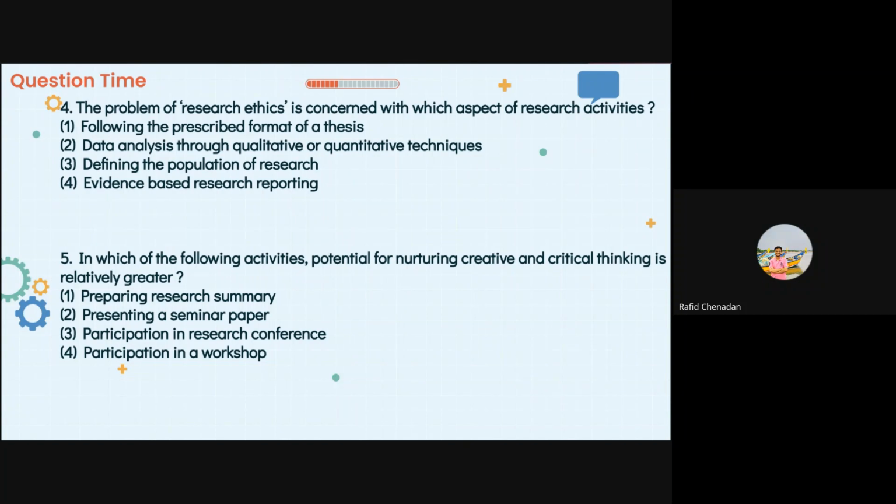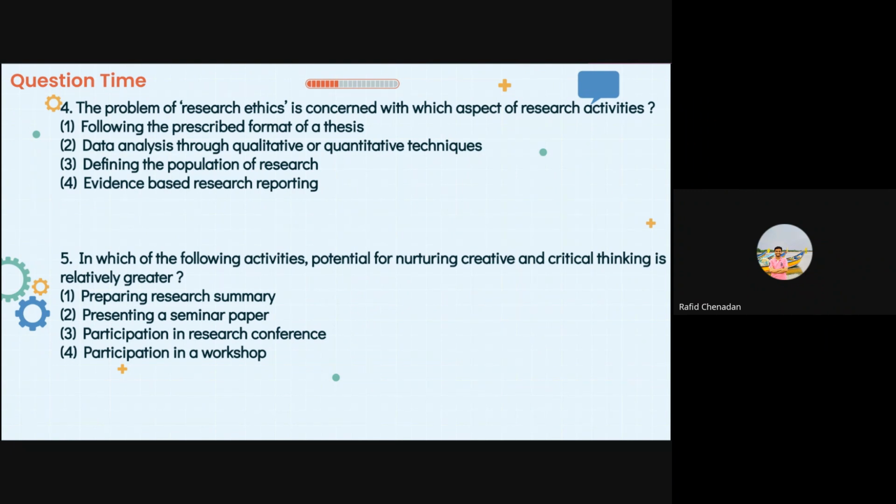Okay, the correct answer is four. It's about evidence-based research reporting. Let's eliminate the options as we tried yesterday, following the elimination method of problem solving. Research ethics is not about a thesis format. Ethics is not about the number of commas, full stops, and page size. So one is already out.